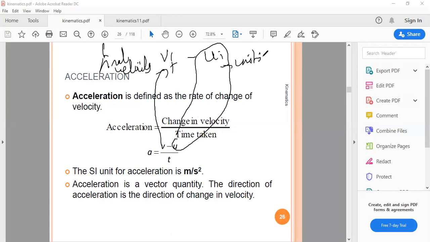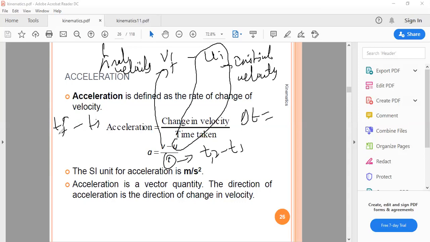Initial velocity, right? And this t can be written as t2 minus t1. This is basically change in t, or time taken. So how much time is taken? 3 minus 2 is 1. You can say final time minus initial time. Clear? Nabia, is this clear? It's the same formula.